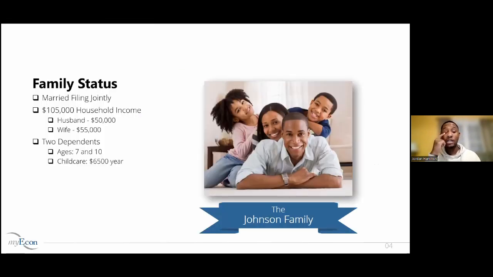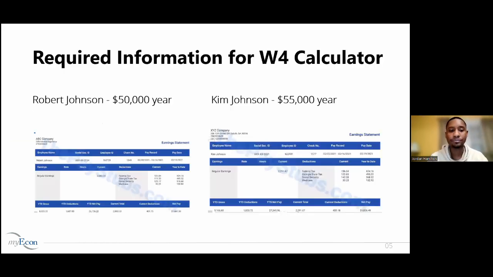For this particular example, the family we're going to use is the Johnson family. Their family status is married filing jointly. The household income is $105,000. The husband makes $50,000. The wife makes $55,000. And they have two dependents, ages 7 and 10, and child care expenses for the year are $6,500. These are numbers that it will be good to keep in mind because we're going to need them later on in the presentation.